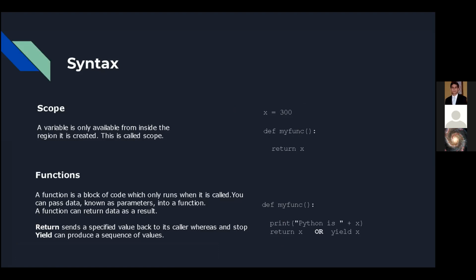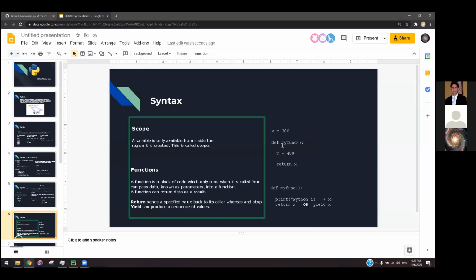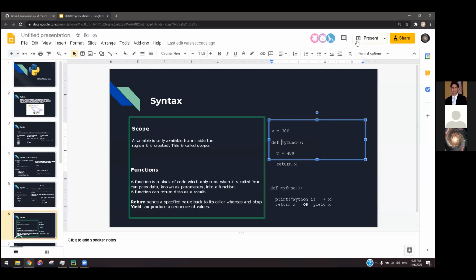Inside of this function, you can have another variable, you can call it t, right? And let me just do it real quick here. You can have it and then set it to 400. Let me just refresh it. I don't know why it's not showing up. There you go.